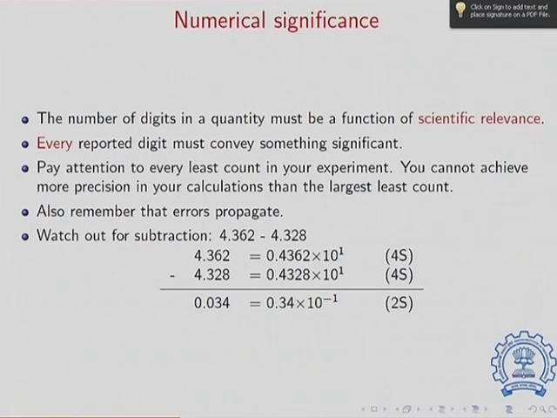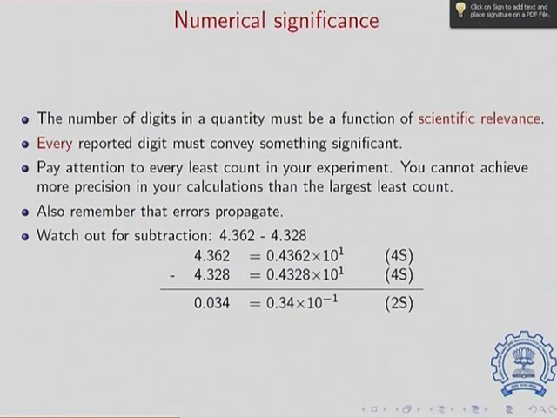So, when you look at a subtraction of two numbers here, 4.362 and 4.328, each of these numbers has in it four digits which are significant. Okay. So, one easy way to figure out the number of significant digits is you convert it into scientific notation. So, 0.4362 into 10 power 1, and 0.4362 means exactly that. It means you don't know what's following after 2. So, therefore, there are 4 significant places, and similarly 4.328 has 4 significant places, and look at what happens when you subtract 2 numbers with 4 significant places. You end up with an answer which has only 2 significant places left.